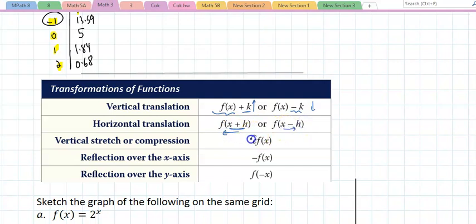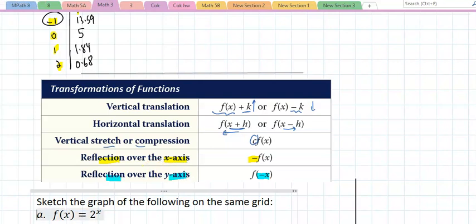If you multiply the outside, that's multiplying the y by a number that's stretched or compressed, depending on whether c is bigger than 1 or between 0 and 1. Those are important. If you multiply the outside, the y, by a negative, the graph reflects with respect to the x. And if you multiply the x by a negative, you reflect the graph with respect to the y.